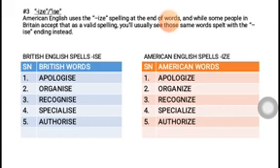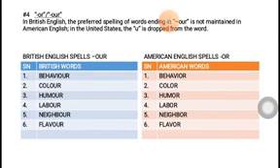Okay, now let's go to the fourth rule. The fourth area of difference between British and American spellings. In British English, the preferred spelling of words ending in OUR is not maintained in American English. Rather, the Americans drop the U from the spelling. Look at the two sets of spellings on the screen.